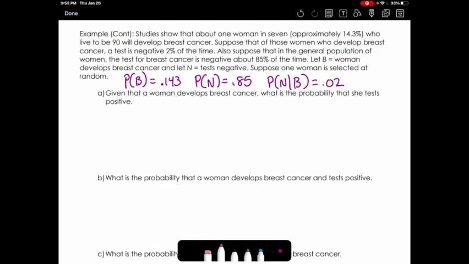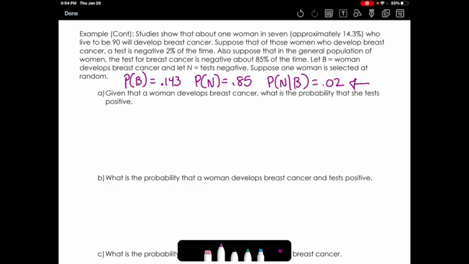In these last few examples, it's basically a continuation of the previous example, but in these parts of the question, we're going to really focus on the complements and how to use the complements to answer more probability questions. So I just carried down the previous information that we're going to reuse.